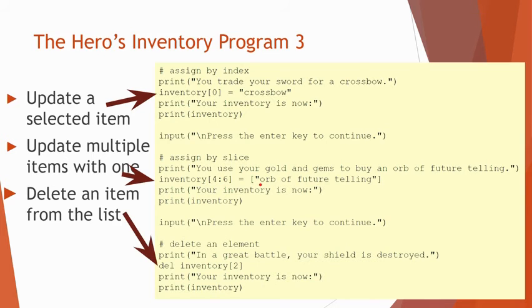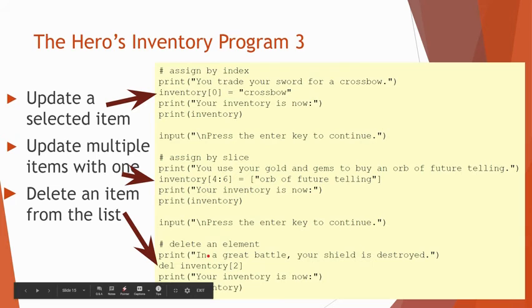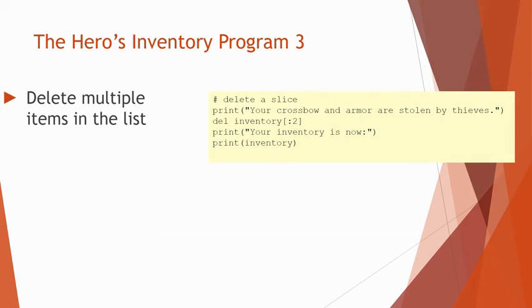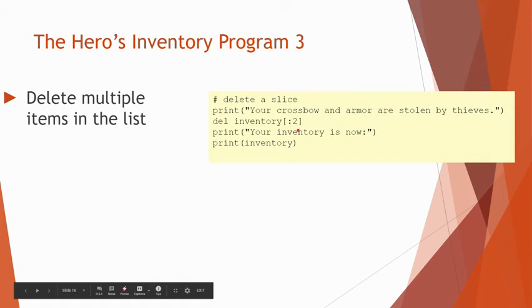You can also delete an item from a list by using the del command. In this case, we're going to delete the index 2 item of inventory, which would be the third item. You can delete multiple elements by using a slicing command.